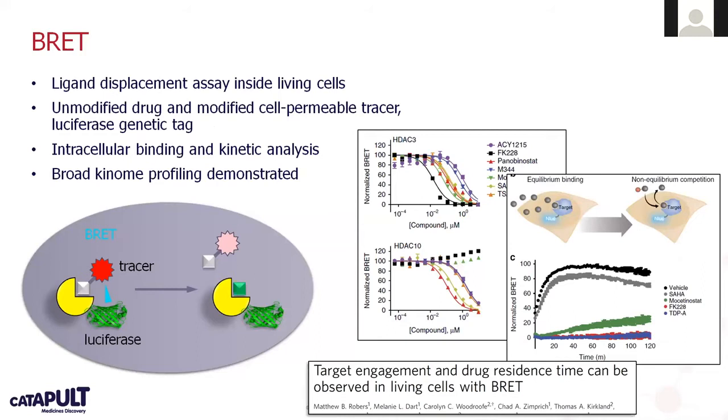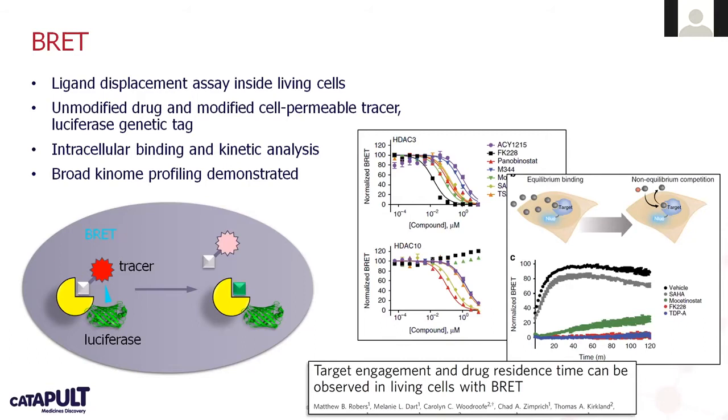So BRET, which is similar to FRET, is the bioluminescence resonance energy transfer process. That's a ligand displacement assay that you can perform inside live cells. You need the tracer with a fluorophore and the target to have a luciferase tag. And you have a very specific signal in that situation, because your target is generating the light signal that gets transferred to your tracer in the BRET reaction. And then you can follow binding of your compound of interest as it displaces that tracer, seen as a reduction in the BRET signal.